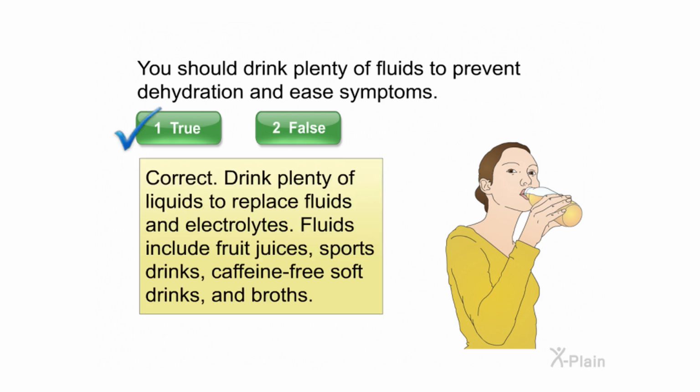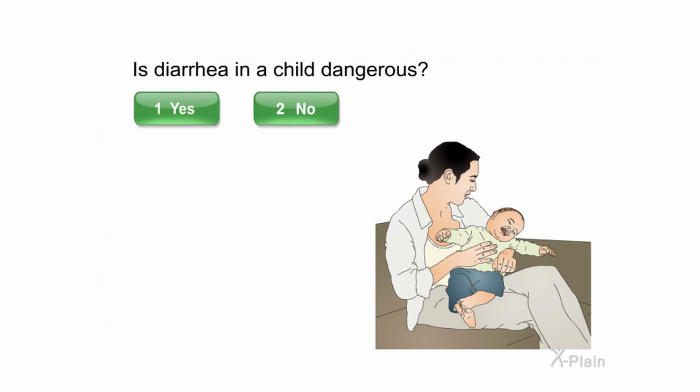Correct. Drink plenty of liquids to replace fluids and electrolytes. Fluids include fruit juices, sports drinks, caffeine-free soft drinks, and broths. Is diarrhea in a child dangerous? Select yes or no.